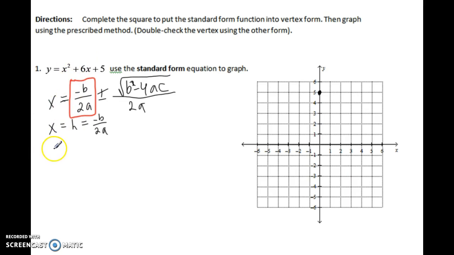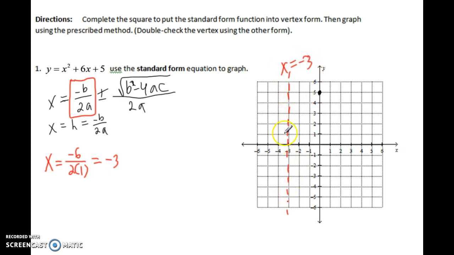So we're going to go x equals the opposite of b, which would be the opposite of 6, over 2 times a, which is 1. So this is -6 over 2, which is -3. So I know there's an axis of symmetry, a dotted vertical line at x equals -3. That's the h value of the vertex.